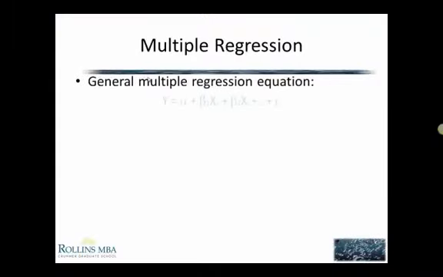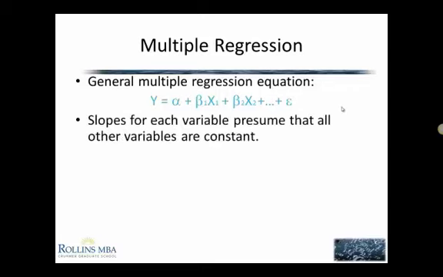So our general multiple regression equation takes a form like this, very similar to what we saw for simple regression, except now we say y is alpha plus beta 1 times x1 plus beta 2 times x2 plus beta 3 times x3 and so on for every explanatory variable that we have. And of course our error term, our residuals still apply.